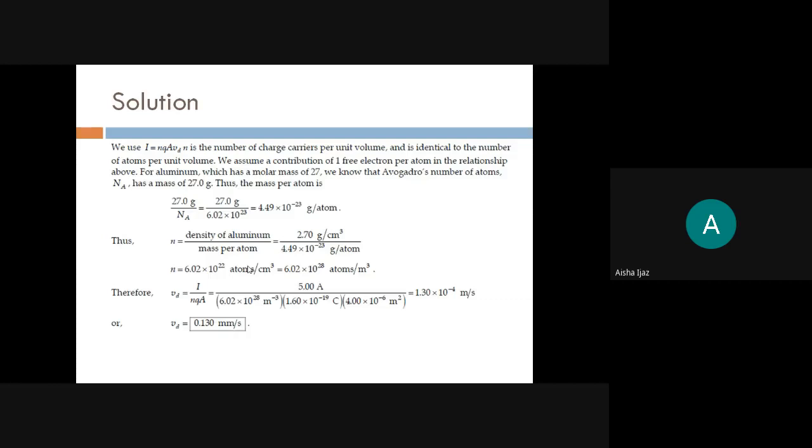You can calculate it. So use the formula J equal to nevd, and J is basically current divided by area. So here you can see the drift velocity vd is I over number density, charge, into the area. All the data is given. So just use the calculator and check it now. Are you able to get this result? 0.130 millimeters per second. I hope so.